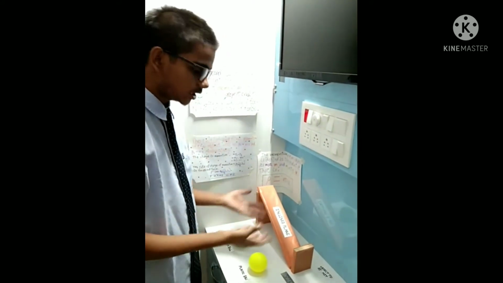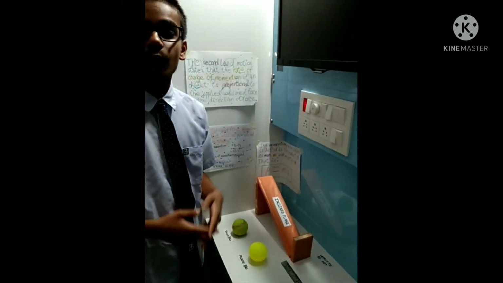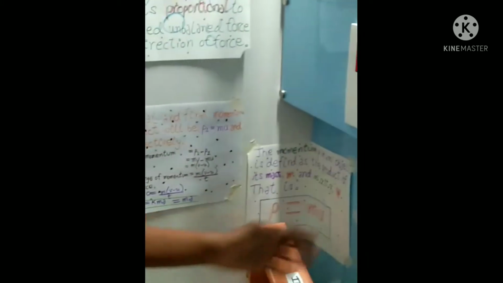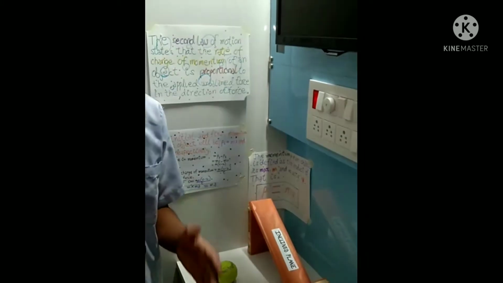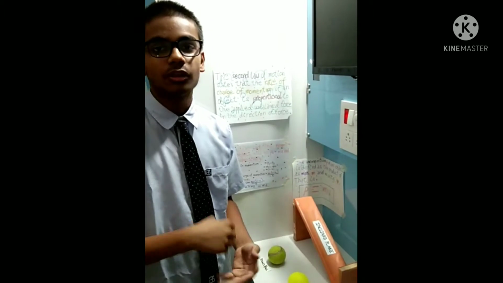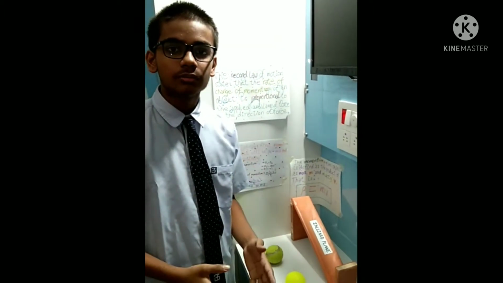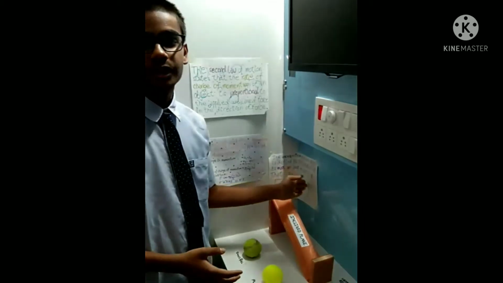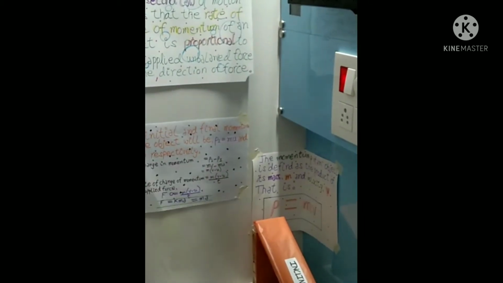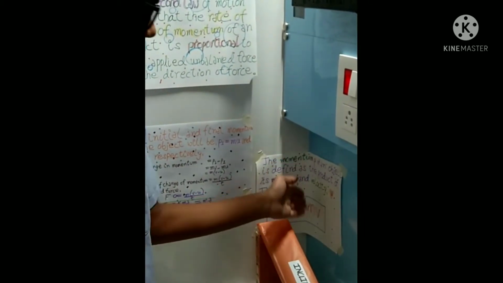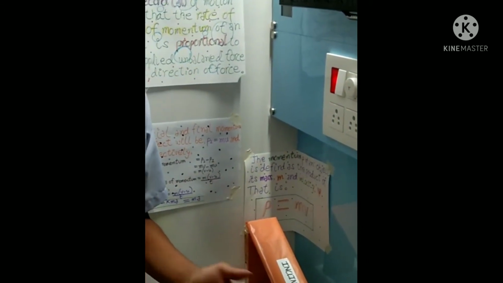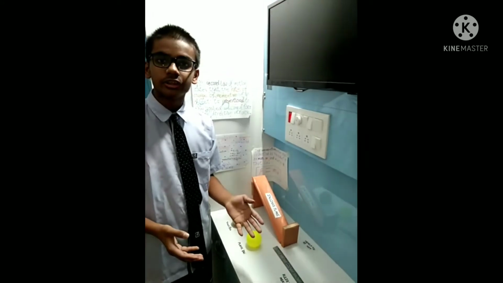Now, before starting, I want you to know what momentum is. Momentum of an object is defined as the product of its mass and velocity. In formula, we can write it as P = m × v, where if m or v increases or decreases, the force also changes respectively.